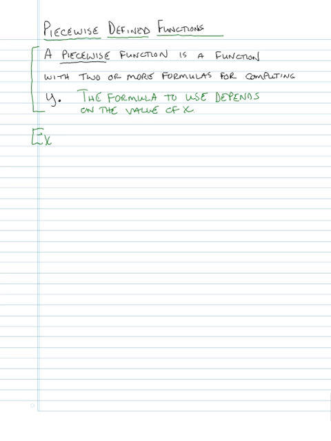So here's an example of a piecewise defined function. We'll say f of x is equal to, and then you'll see a brace, a curly parenthesis. It's called a brace. And then you'll see two or more lines. In this case, there are 3 lines, and each line is a formula. So it says to calculate y, we use the formula x minus 1, that is if x is less than or equal to negative 2.